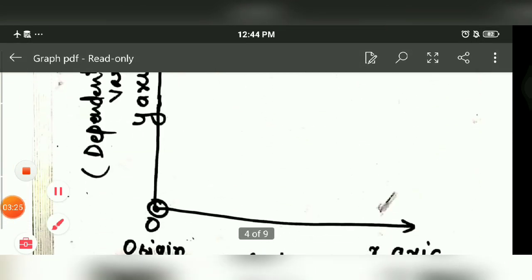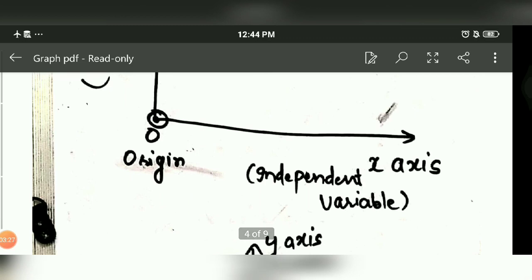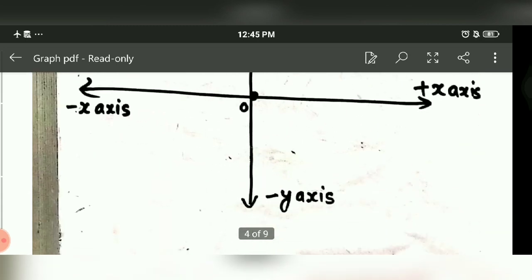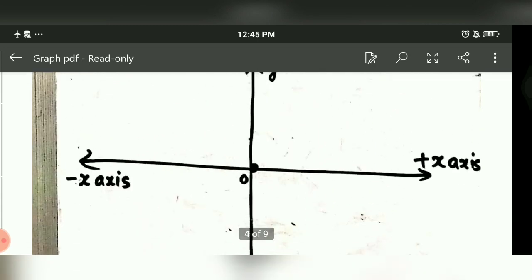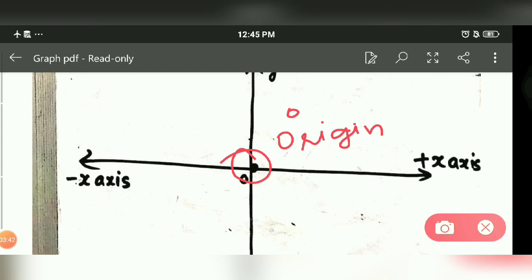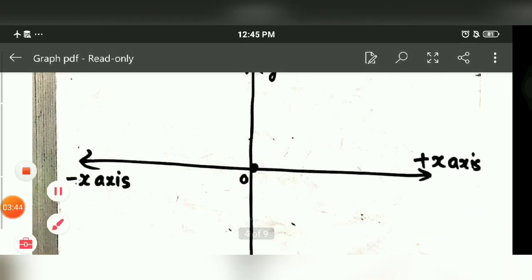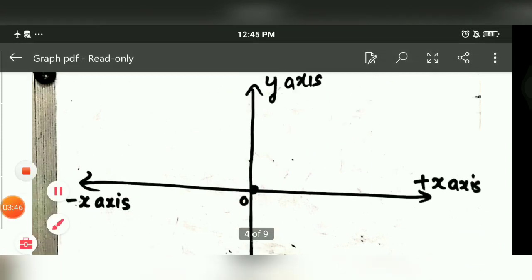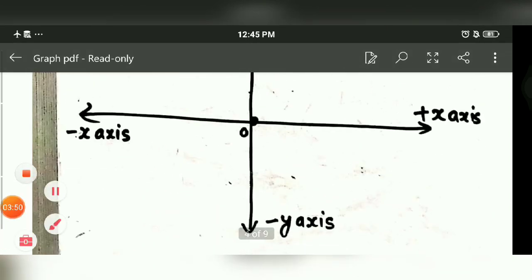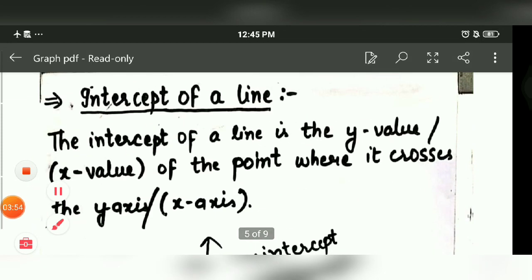So when we plot a graph, along the x-axis we take the independent variable, that is y, and along the y-axis we take the dependent variable, x. So this is plus x, origin. This point is called the origin of the graph. This is minus x. This is plus y. This is minus y. So next, intercept of a line.